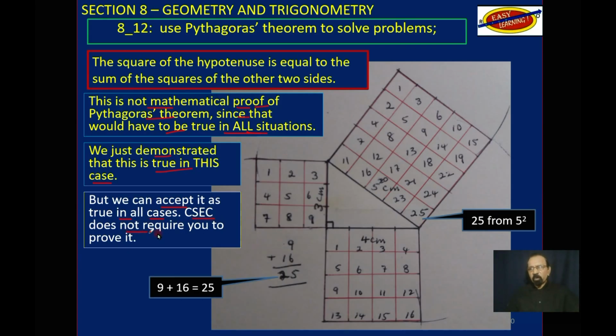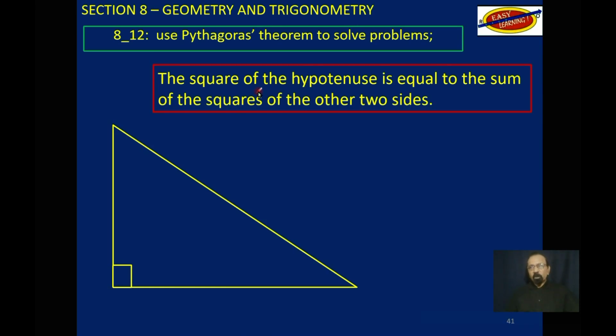CSEC, as I said, does not require you to prove this. All we did here was prove it in one case, but that doesn't mean that it will be true in every single case. Just in this one case. Just to help you remember it and to imprint on your memory this diagram here. The square of the hypotenuse is equal to the sum of the squares of the other two sides. Add those two. So we now know what is Pythagoras' theorem.